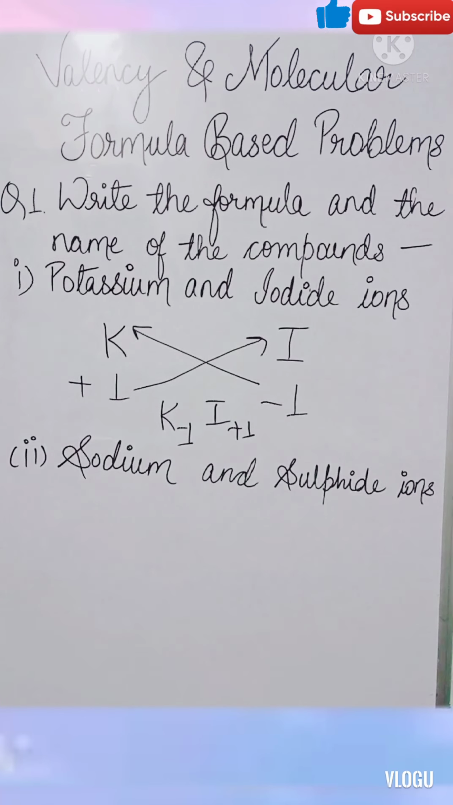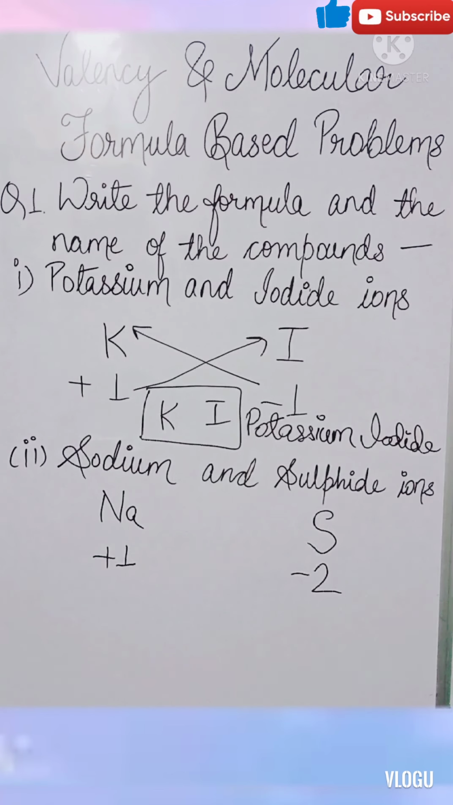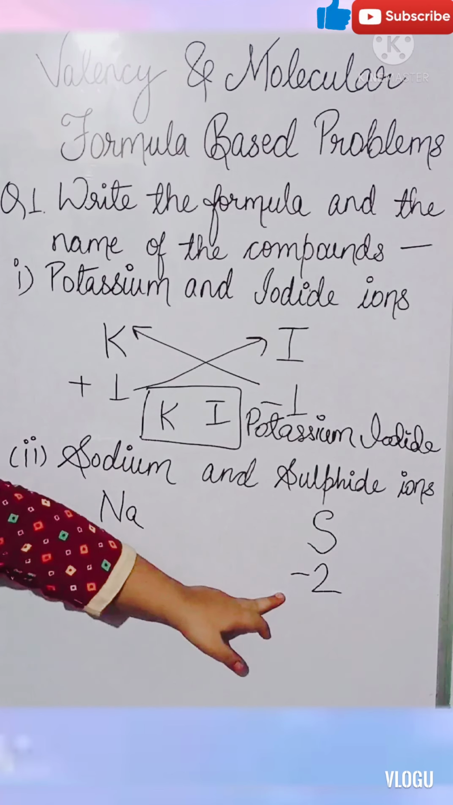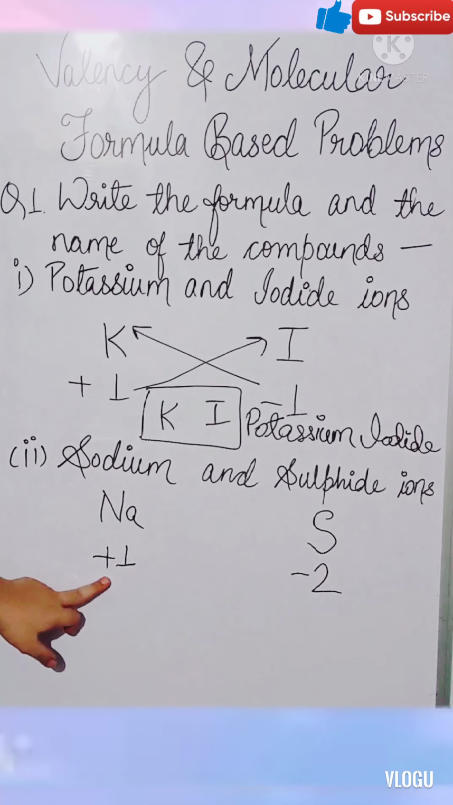Here written is sodium and sulfide. So the symbol for sodium is Na and the symbol for sulfide, actually sulfide is made from sulfur, so we will write here the symbol of sulfur, which is S. Now we will write the valencies of these two. So the valency of sodium is +1 and the valency of sulfide is -2. That means the sulfide ion is in need of 2 electrons while sodium has 1 electron in its last shell, which is making it unstable. So sodium is ready to donate 1 electron.